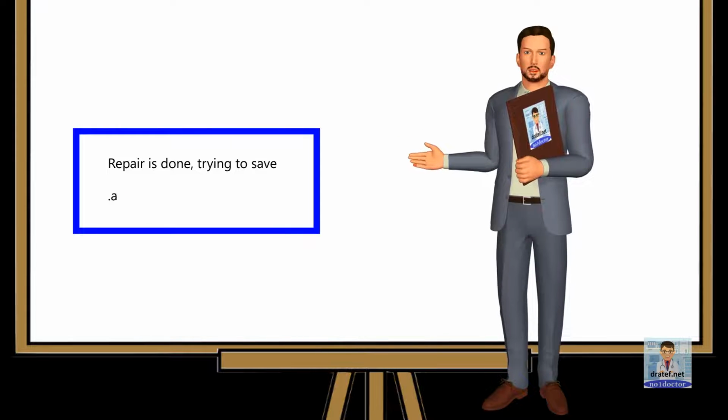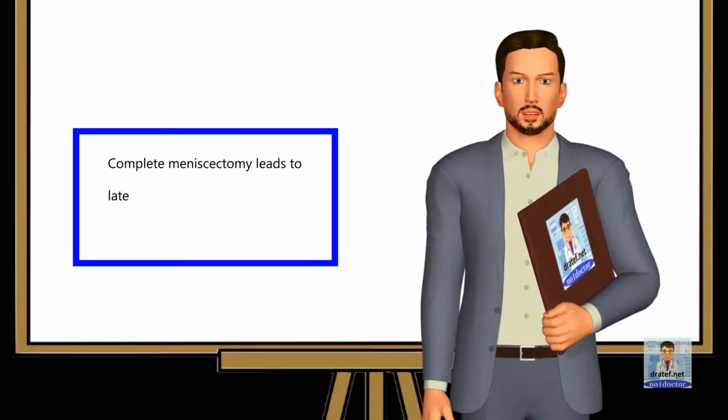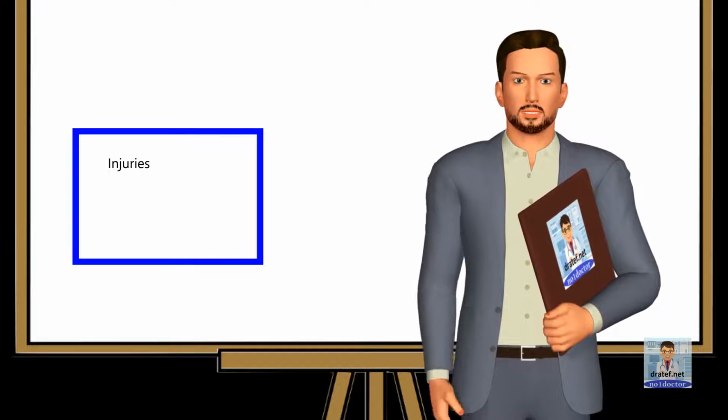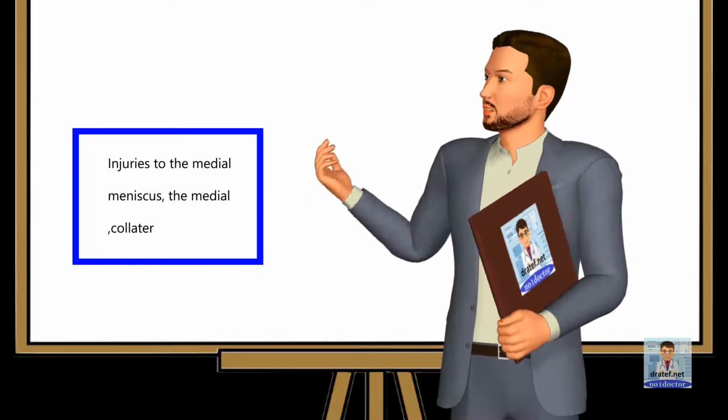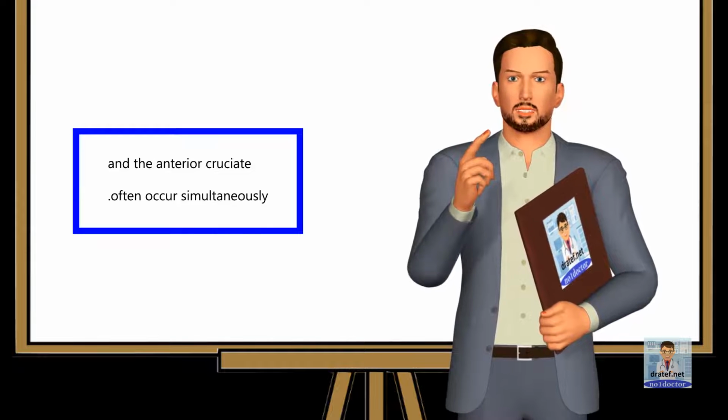Repairs are done, trying to save as much meniscus as possible. Complete meniscectomy leads to late development of degenerative arthritis. Injuries to the medial meniscus, the medial collateral, and the anterior cruciate often occur simultaneously.